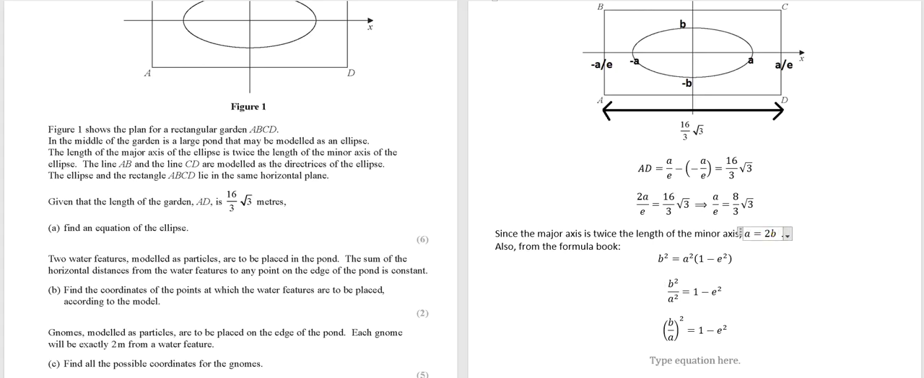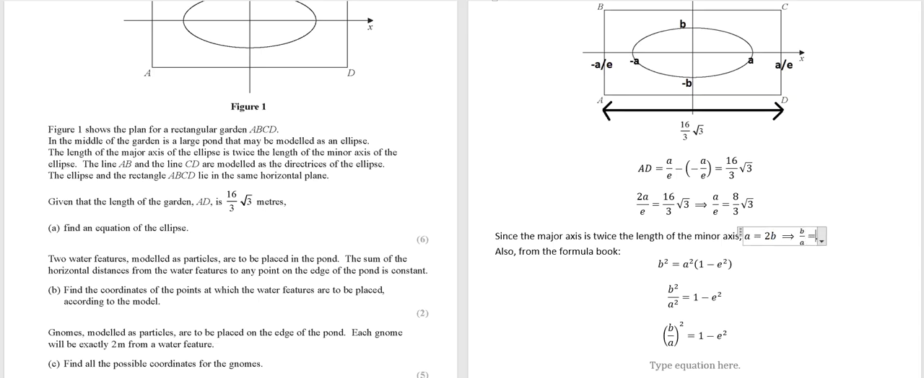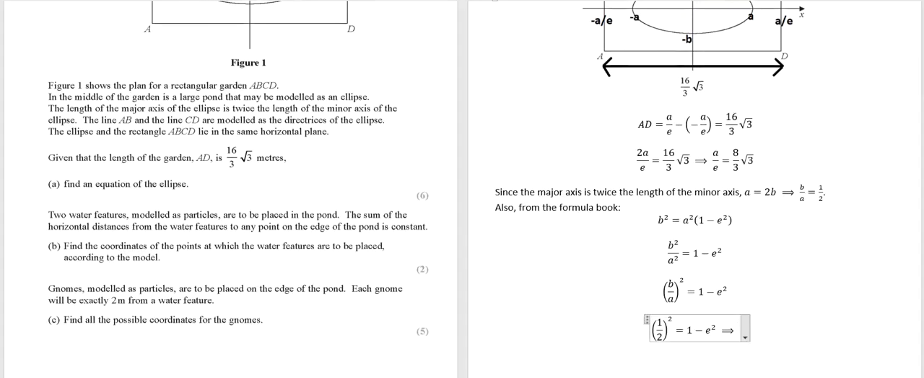So if A is 2B, let's make sure we don't get this the wrong way around. We can do B over A is equal to a half. There we go. If we divide by 2 and we divide by A, we get B over A equals a half. So over here, we've got a half squared equals 1 minus E squared. This gives us a result for E squared. We know that 1 minus E squared has to be a quarter, so E squared has to be 1 minus a quarter, in other words, 3/4.